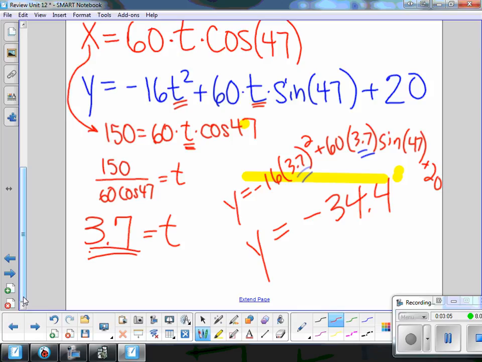If it's negative anything, that height means it's underground. Would it be over an 80-foot wall? No. The object fell well short of its goal.